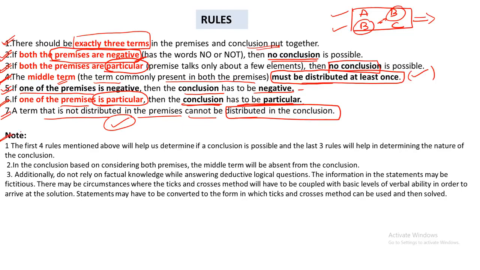So let's sum up or take a note of all these rules. If you look into the first 4 rules, they help us to determine if a conclusion is possible or not. And the last 3 rules help in determining the nature of the conclusion, whether it would be positive, particular, negative or whatever. So the first 4 rules help us to determine if a conclusion is possible or not, and the last 3 rules help us to determine what would be the nature of the conclusion.